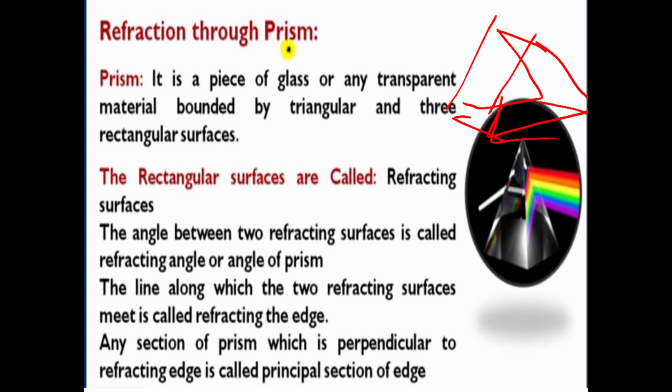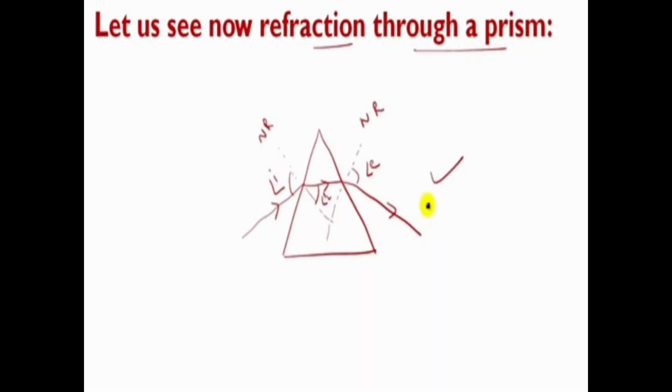Then the line along which the two refracting surfaces meet is called the refracting edge, and any section of the prism which is perpendicular to the refracting edge is the principal section. This we have studied in the last session. Now, here we saw the refraction through a prism. Here the light ray is coming. As we know, this is the incident ray, this is the refracted ray and this one is the emergent ray.